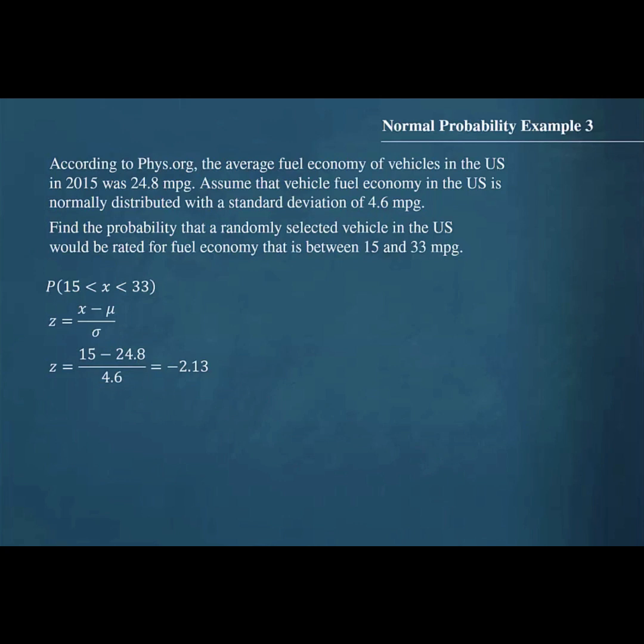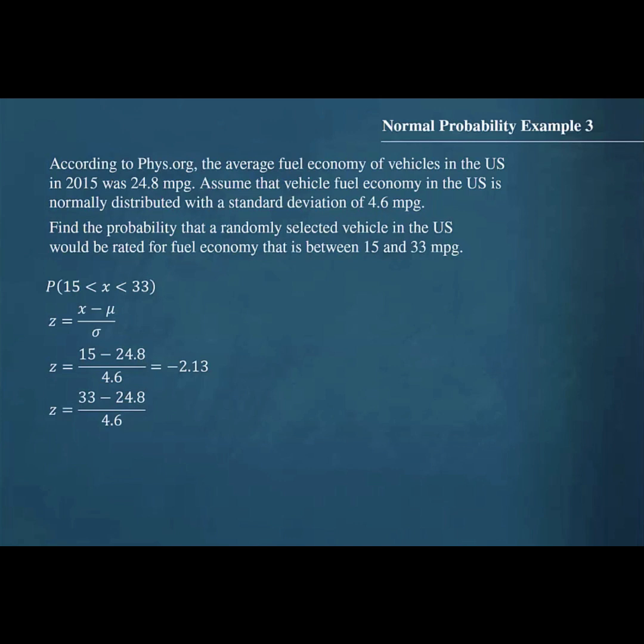Here we get negative 2.13 as our z-score. We will need to do this again for the value of the random variable 33. This calculation would give us a z-score of 1.78. So finding the probability that x would be between 15 and 33 is the same as finding the probability as our z-scores being between negative 2.13 and 1.78.